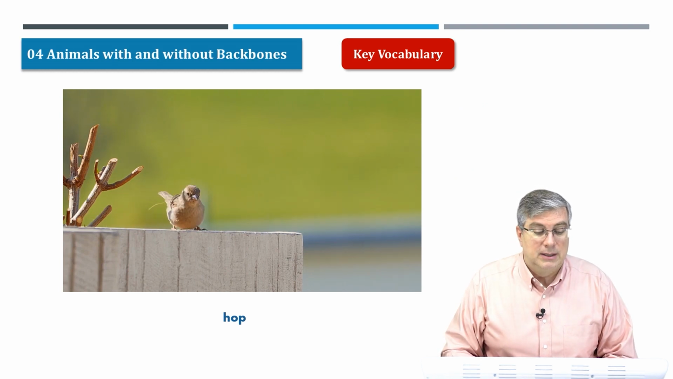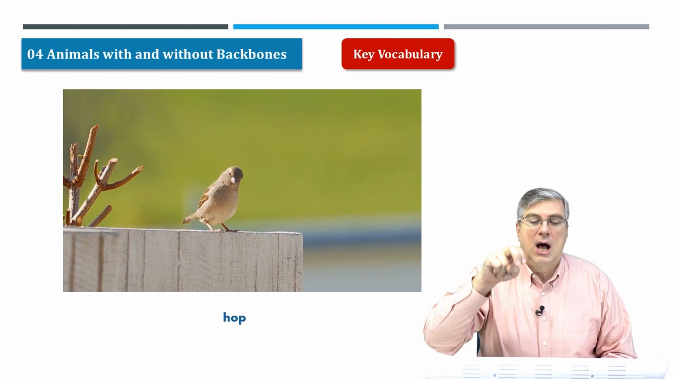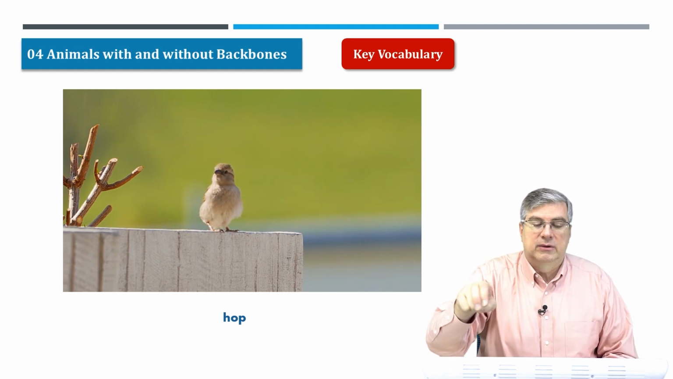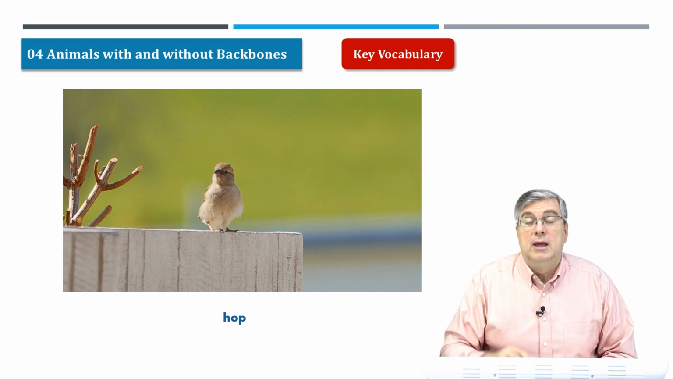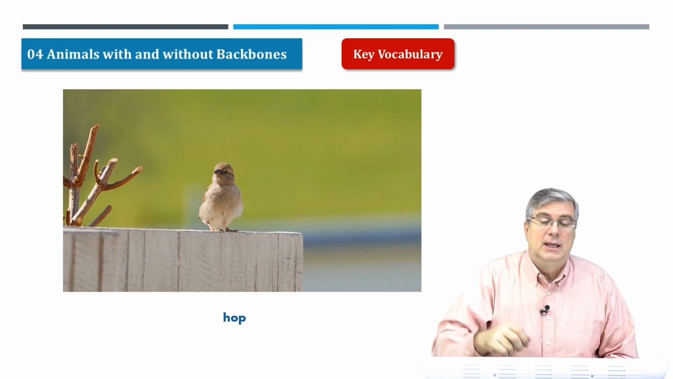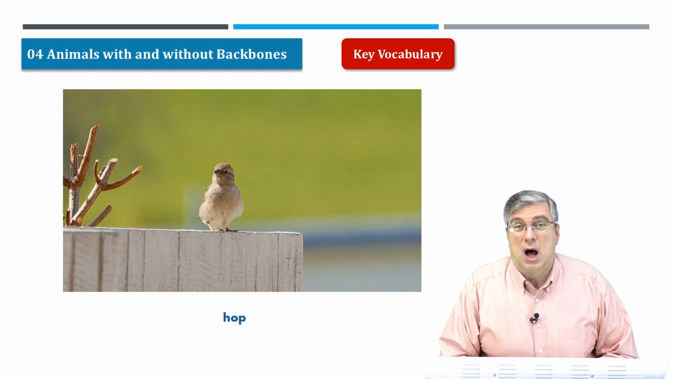It's moving around. Now, see how it hops? It doesn't walk, right? It hops. It goes from place to place by hopping. Birds don't walk very well. Their bodies aren't built to walk, but they can hop very well. And of course, they can fly very well too. So that is to hop.